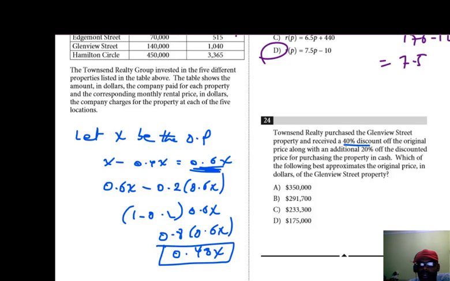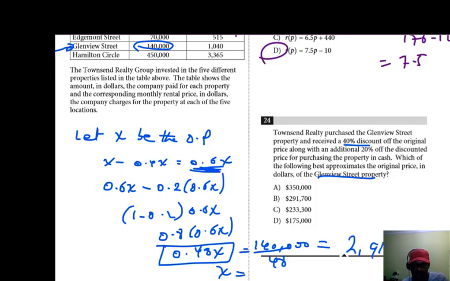Okay, so in dollars of the Glovin View Street property, which means it's talking about this one. So already the purchase price will be given here. This is the same as 14000. So when you calculate this, just divide by 48. This gives 2916.666. It just continues, so approximately this will be something close to the answer, since you're asked to find the approximate original price.